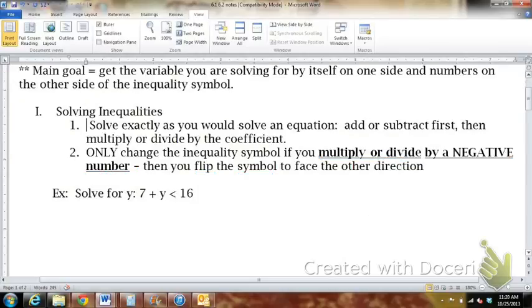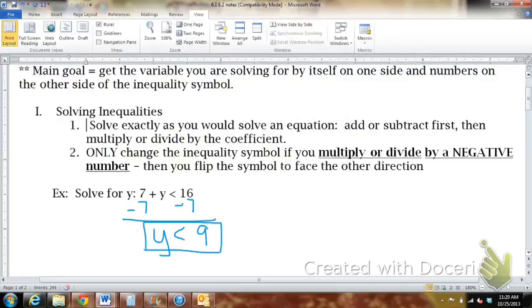Okay, in this first example, I'm going to solve for y. So I have 7 plus y is less than 16. I want to get the y by itself, so to move a positive 7, I'm going to subtract 7 from both sides. I get y, keep your symbol the same, less than, and 16 minus 7 is 9. That's it. I didn't have to multiply or divide by a negative number, so I don't flip my symbol. I just have y is less than 9.